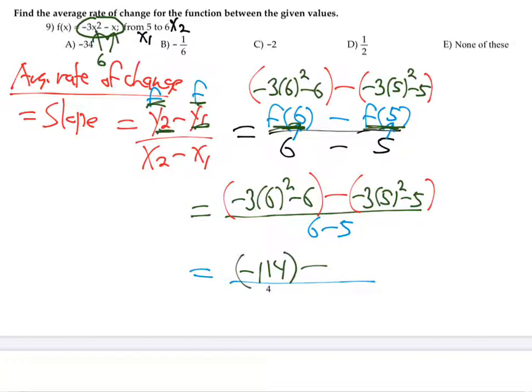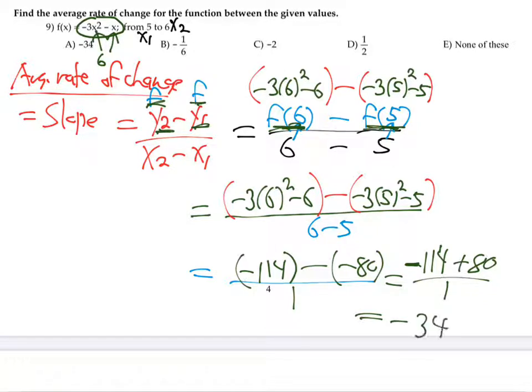Minus 114. The other one, minus 80, and the bottom is a 1. The double negative is add, as you know, minus 114 plus 80 over 1. You don't need the 1 on the bottom. That's going to be minus 34. Minus 34. There it is. Minus 34. Answer A.